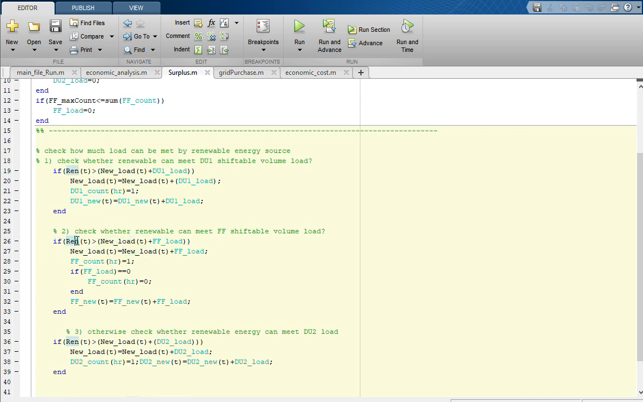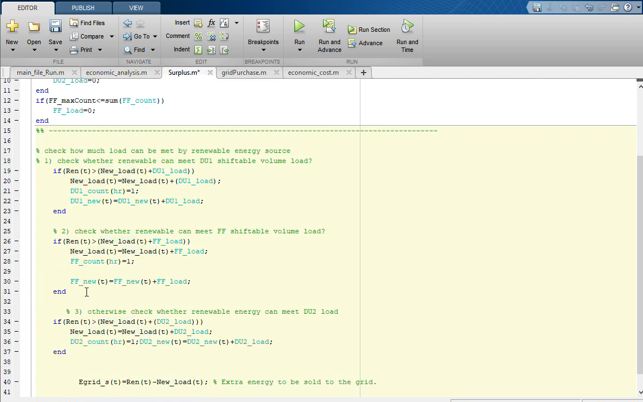Then next, check if the renewable can meet the new load along with this FF load, then adjust this FF load in the load management and increase its count. Actually this is not required, I'm deleting it. So this is a rescheduled load, because for this specific hour it is operated, so add it in the rescheduled load.